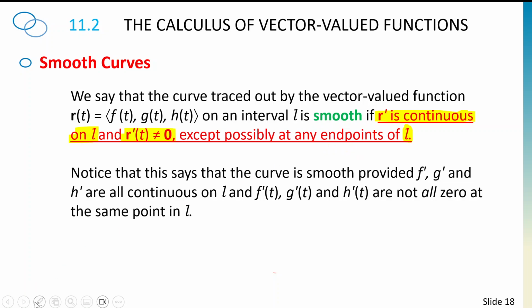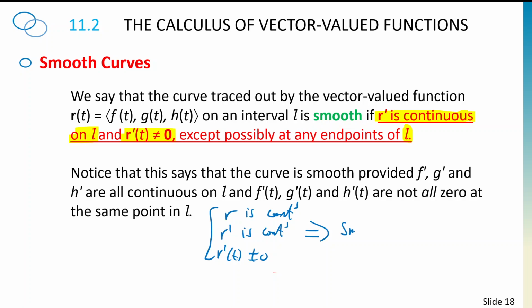Since we're talking about r prime, I also need to show that r is continuous to be differentiable. So I need to show that r is continuous, r prime is continuous, and that r prime of t does not equal 0. All three of these conditions imply that this is a smooth curve. We call it a smooth curve.